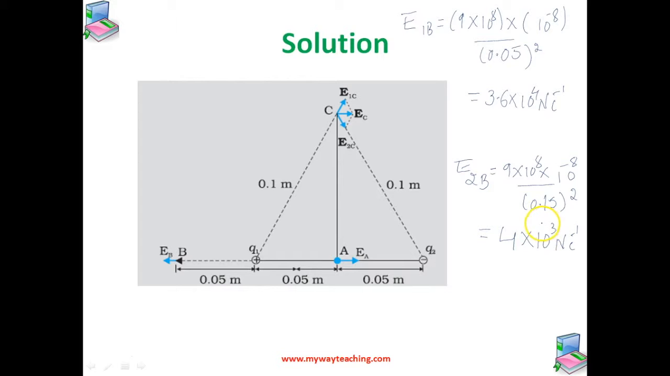And the magnitude of the total electric field at point B, if you calculate, will be E1B minus E2B. Here E1B is towards the left and E2B is towards the right, so only this negative sign gives the resultant electric field at point B as 3.2 into 10 raised to 4 Newton per coulomb, and this resultant field is directed towards the left, as you can see here.